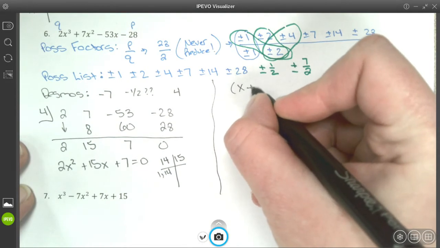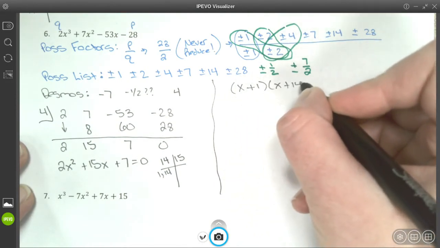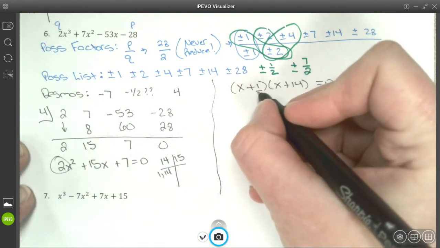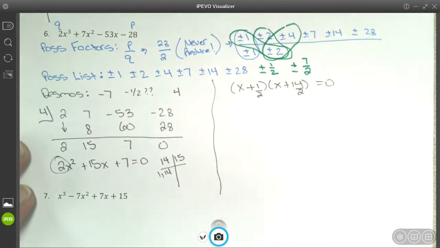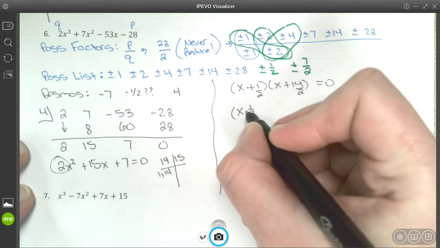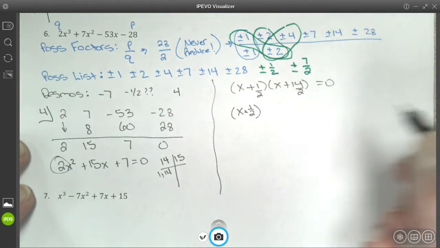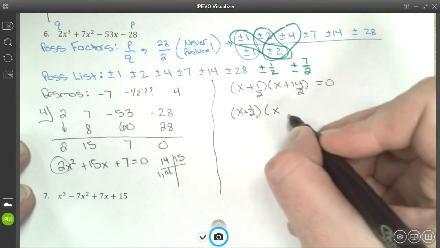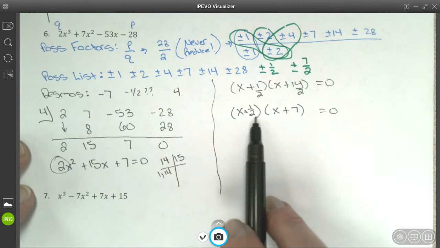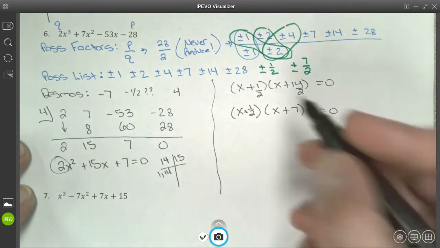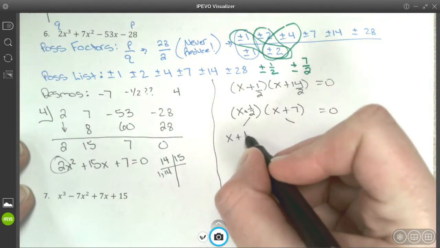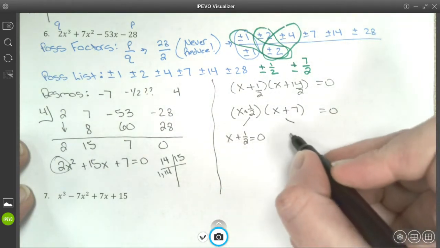So this factors x plus 1, x plus 14 equals 0. But my a is 2, so you have to remember to divide both of the numbers by 2 there. So one of your factors is x plus 1/2, and then the other one reduces to x plus 7. I know I probably should move this 2 back in front, but I also know that if I leave it like this, it's going to save me a lot of work here in a second.